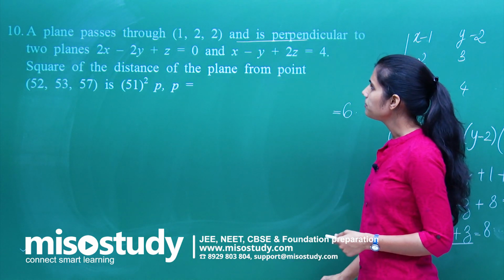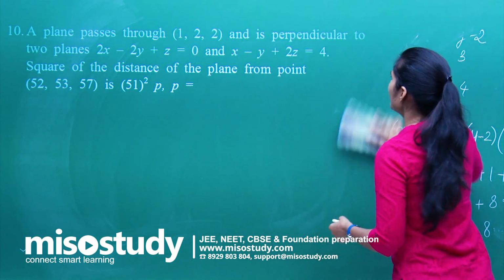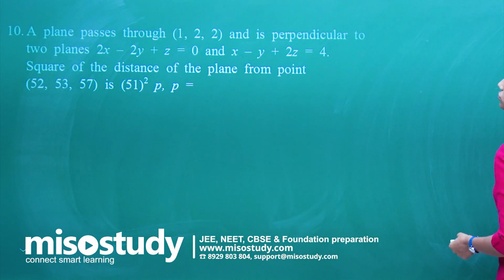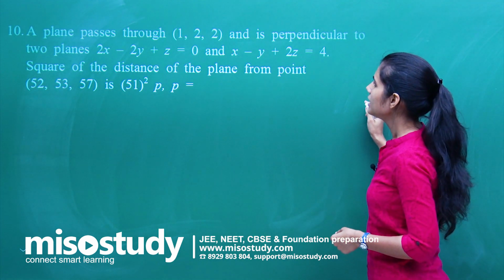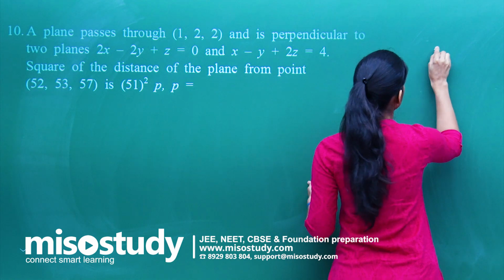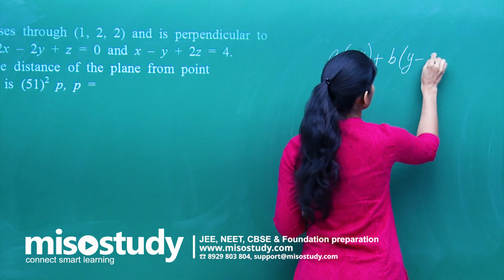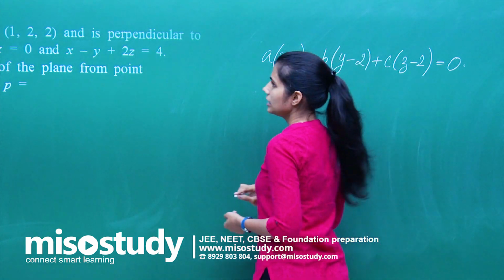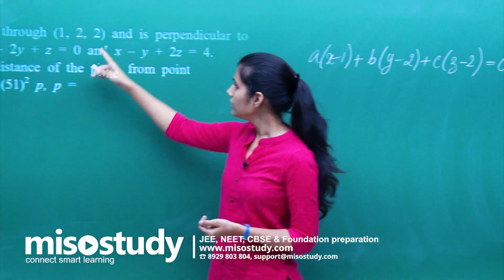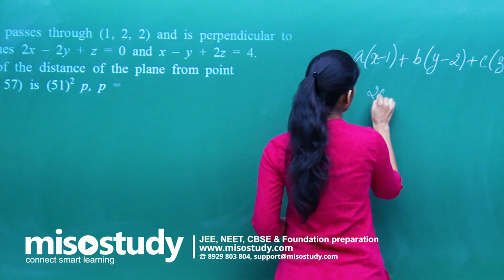Next question we have is what? A plane is passing through this point. Okay, so there is a plane which is passing through 1, 2, 2 and is perpendicular to these two planes. So if the plane is passing through this particular point, in that case, the equation of the plane is a(x minus 1) plus b(y minus 2) plus c(z minus 2) equals 0. Now because this is actually perpendicular to these two planes, you get 2a minus 2b plus c equals 0.